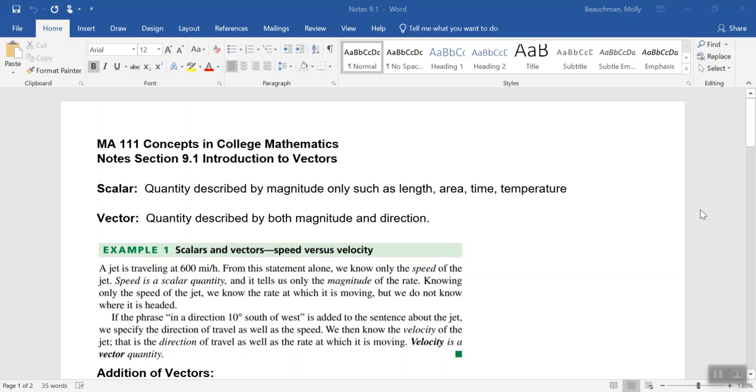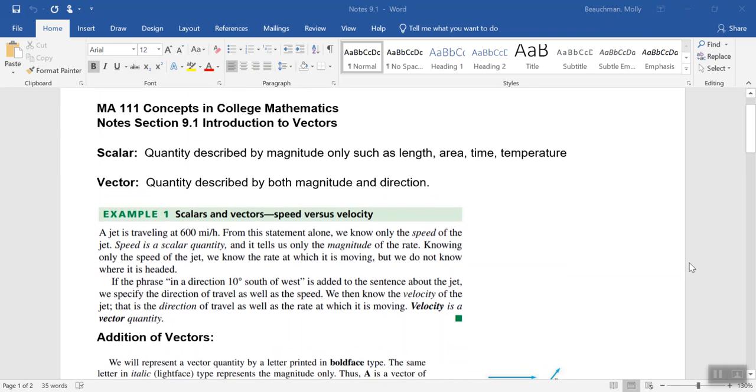So two vocabulary words that we're going to start with is a scalar. So a scalar is a quantity described by magnitude only, such as length, area, time, temperature. A vector is a quantity described by both magnitude and direction.